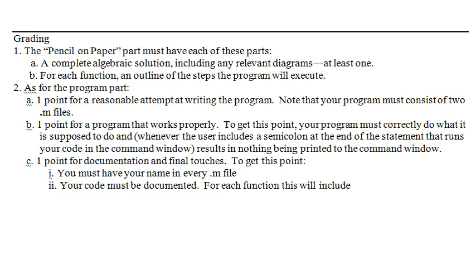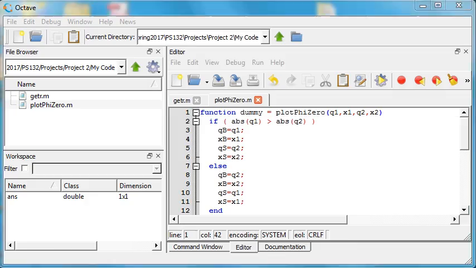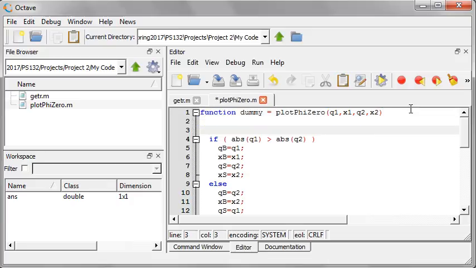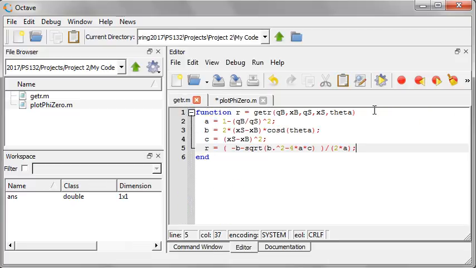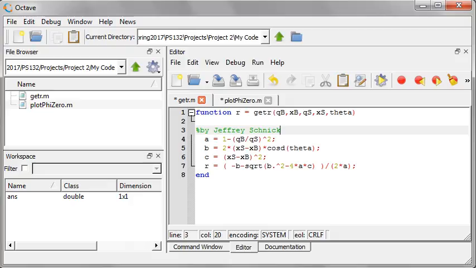Get your name in every .m file. Alright. So, percent by Jeffrey Schnick. I'm going to copy and paste that into the other one. I'll copy the blank line too. Where is the other one? Okay.